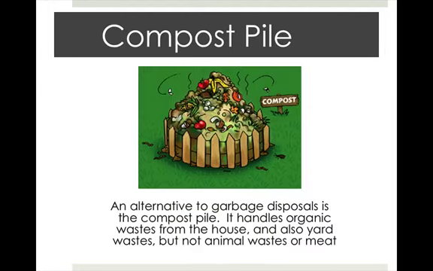An alternative to garbage disposals is the compost pile. It handles organic waste from the house and also yard waste, but no animal waste or meat, and can be contained in a self-contained unit. Once the garbage is decomposed, it can be used in the garden to fertilize the soil.